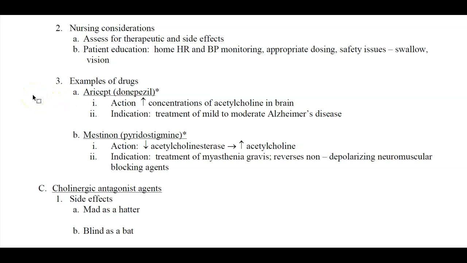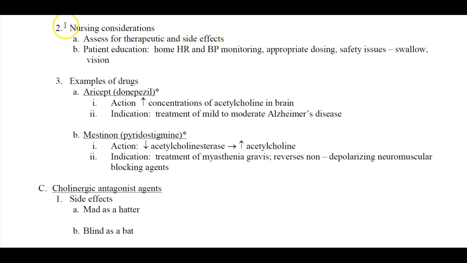Examples of drugs under this class include Aricept or donepezil. So again, donepezil is to increase concentration of acetylcholine in the brain, and so this medication's indication is to treat mild to moderate Alzheimer's disease.